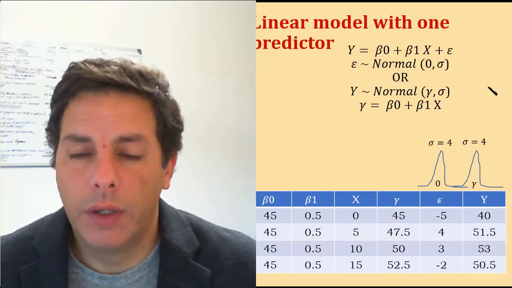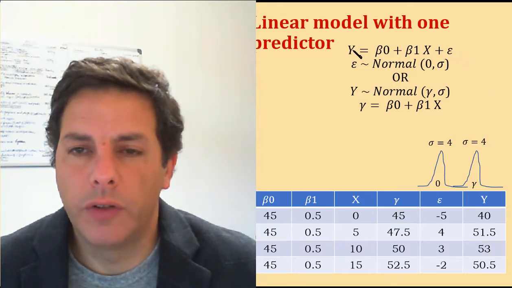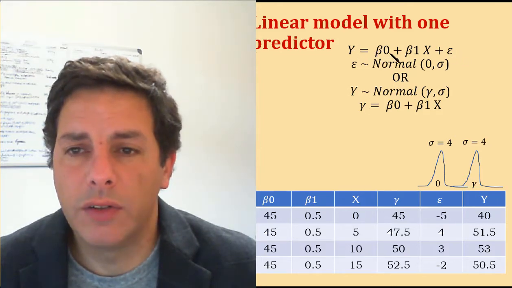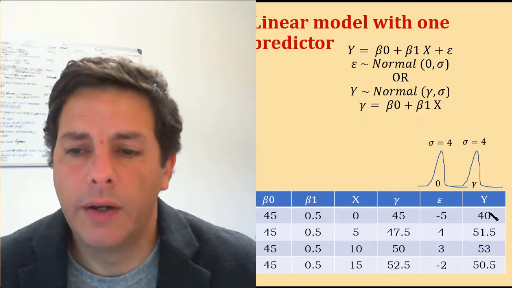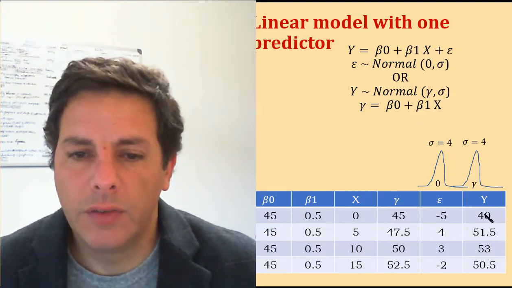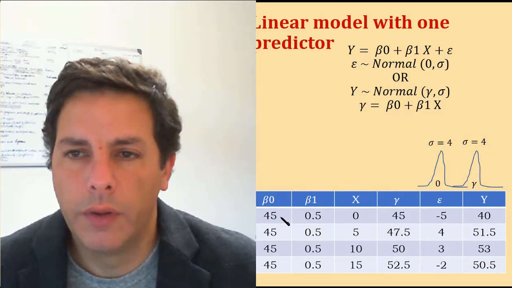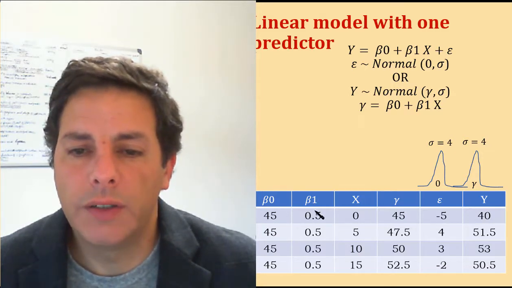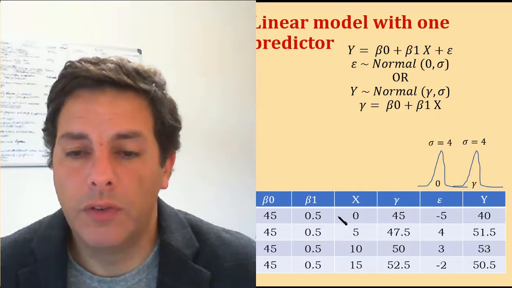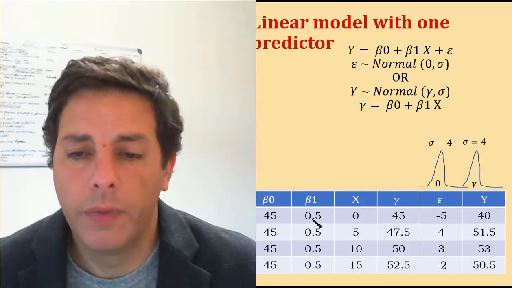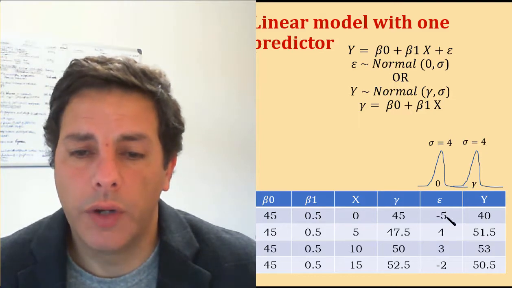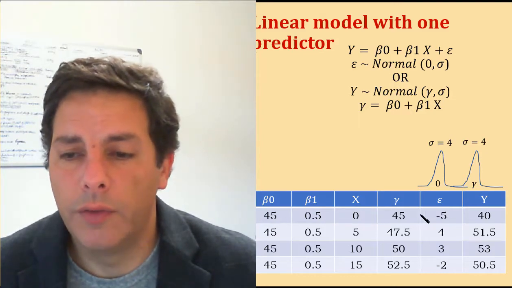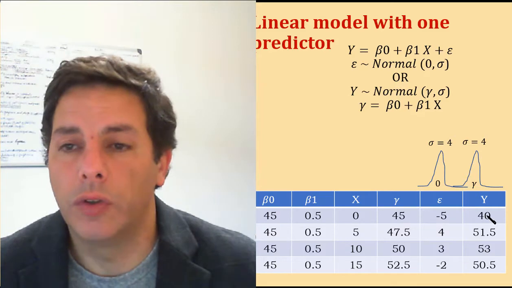So if we look at the first formula, y equals beta 0 plus beta 1 times x plus epsilon. So we've got y 40, beta 0 45. Then we've got beta 1 times x. Well, this is 0 because x is 0. And then we add epsilon minus 5. So basically it's 45 minus 5 is 40.